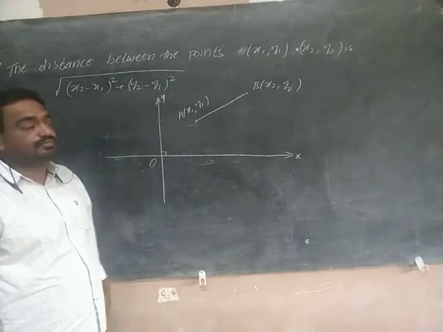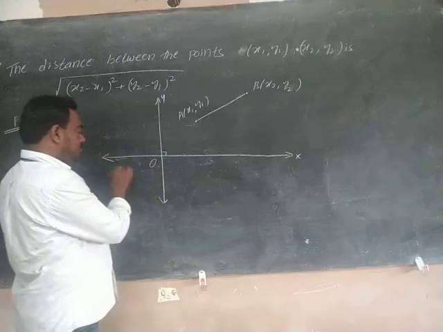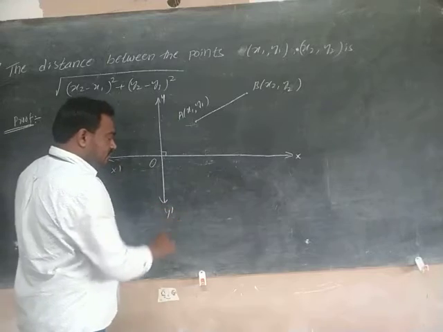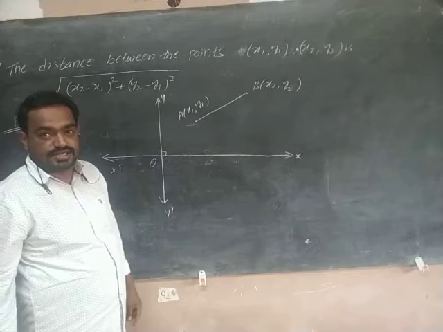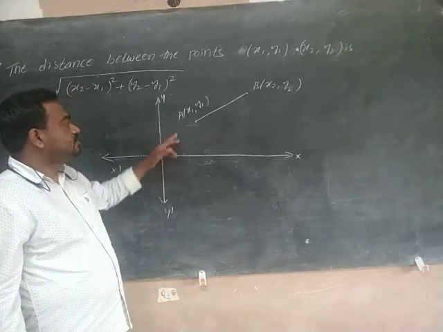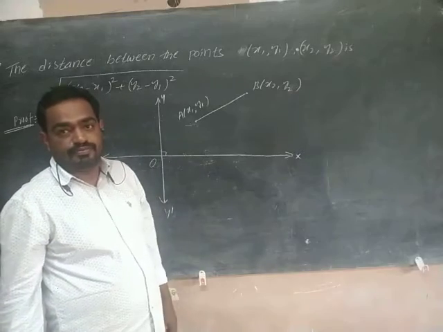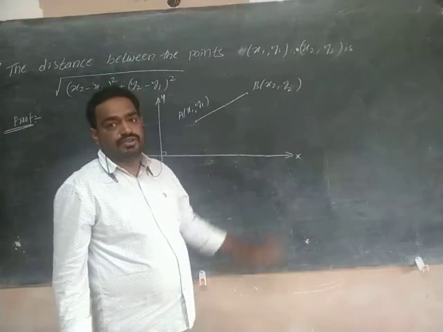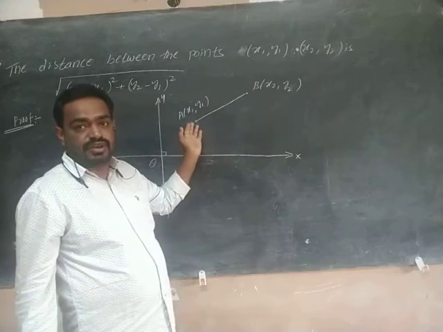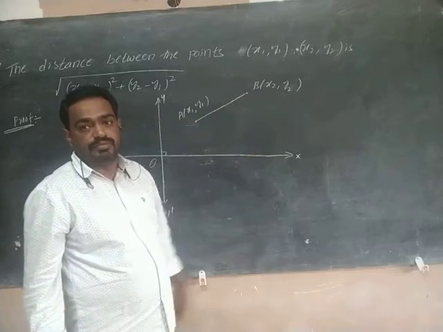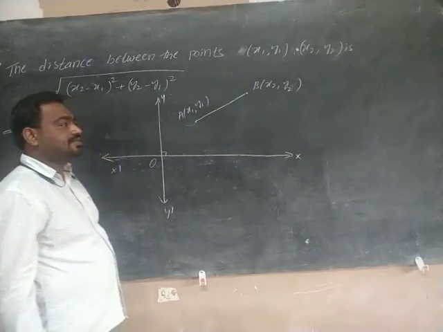You see, I consider two mutually perpendicular lines in the plane, that is the x-axis and y-axis. We already studied this in our previous classes. So A(x1, y1) and B(x2, y2) are 2 points in the plane. We need to find the distance between these 2 points, nothing but the line segment AB. That means the AB length. So how are we finding this?